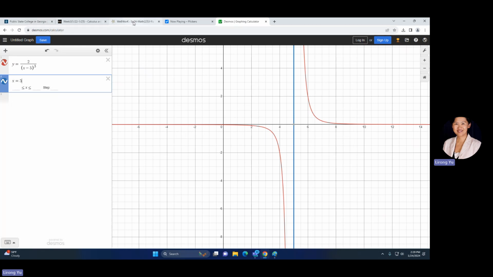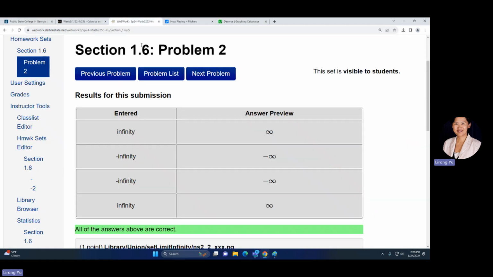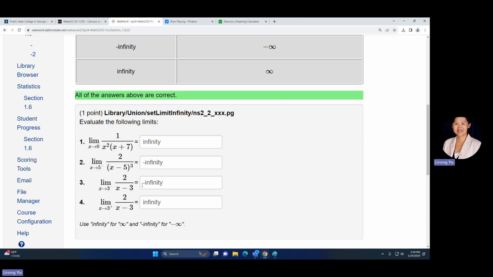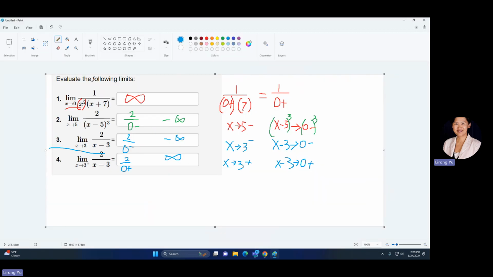So how do you do the plug-in method again? It's not working for me. Which one? When you plug in a number, so like if x is approaching 5 from the left, you just plug into the equation like 4.9. Yes. And then if it gives you a positive, then it should be positive infinity, right?